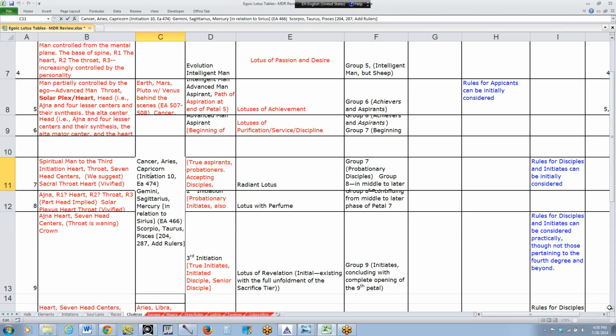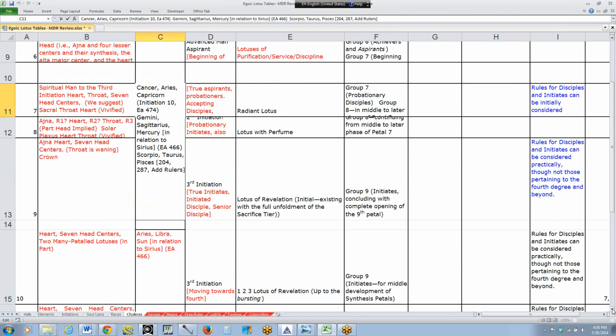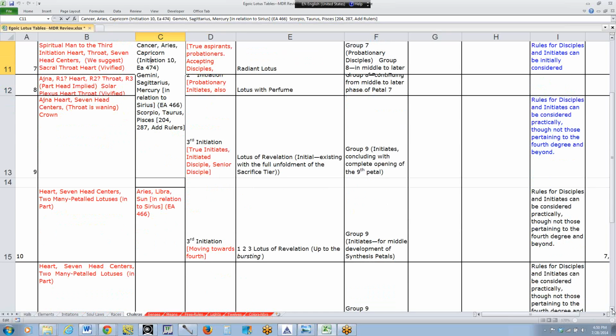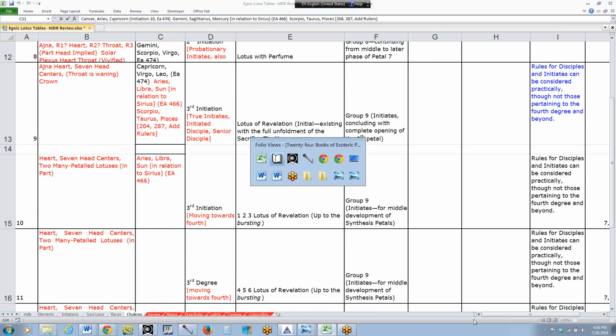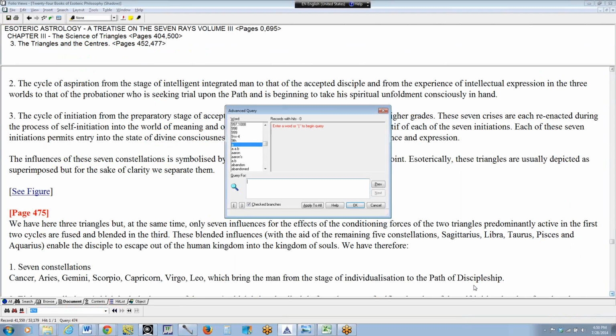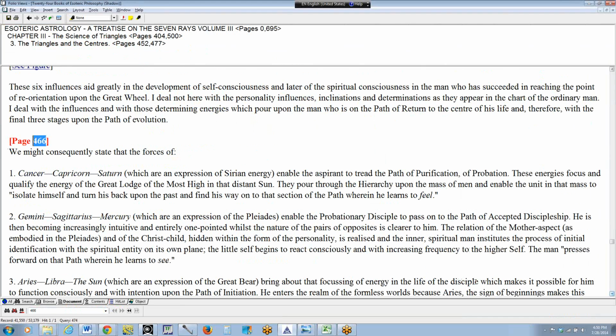All of these are relevant, and I've gone over them in my work with the Esoteric Astrology book. Aries, Libra, and the Sun in relation to Sirius. These are interesting triangles for sure. We do have Aries, Leo, and the Sun in relation to the Great Bear. When the will aspect comes in, that's on page 50 of Esoteric Astrology. And then here's page 466. Let's check it out. These things are getting a little bit obscure.